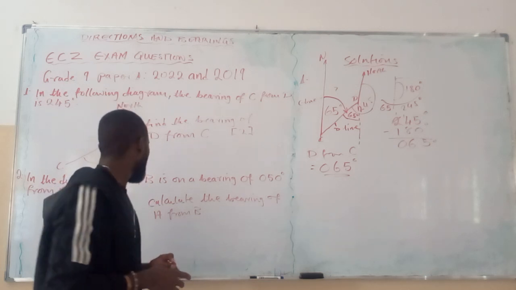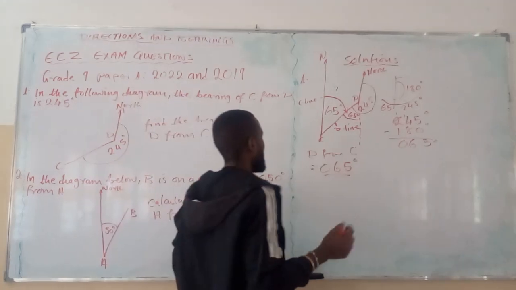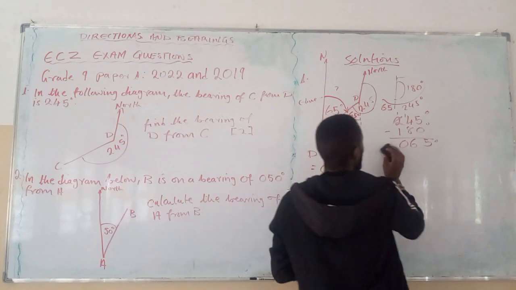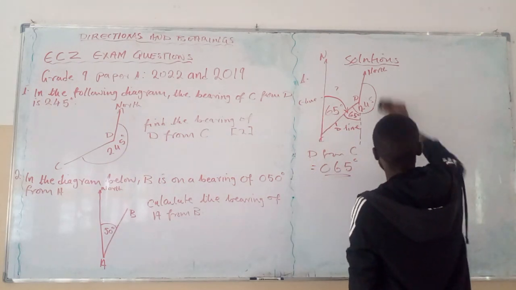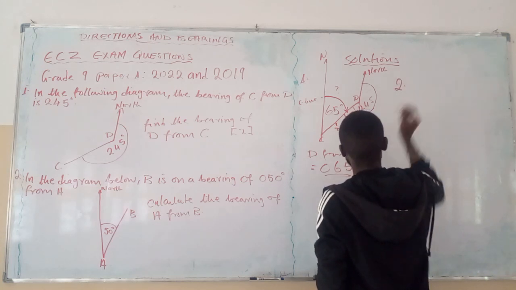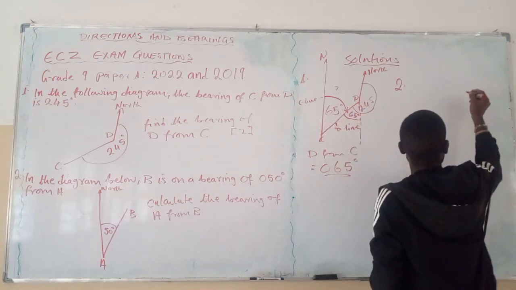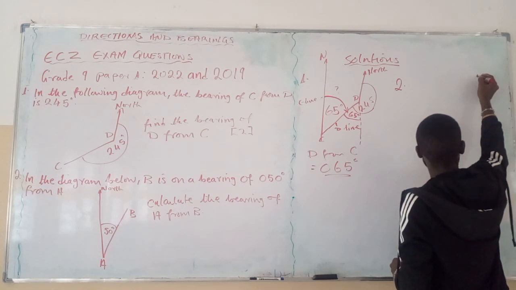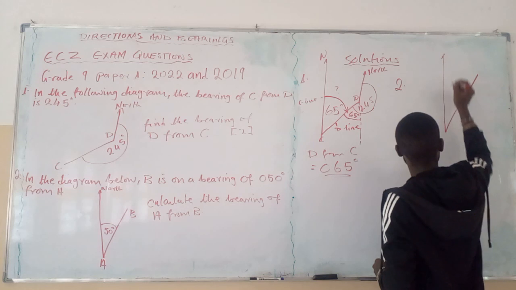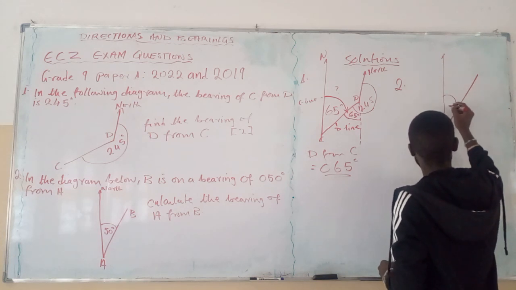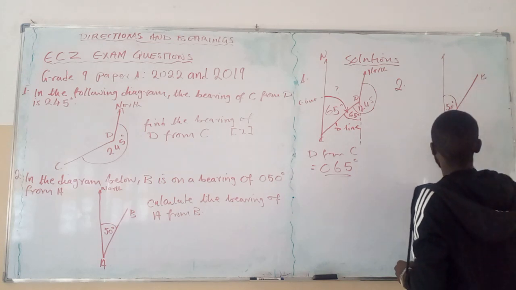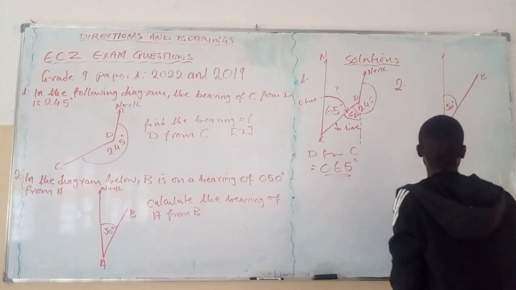Now let us come to the 2019 paper 1. Where are we going to do it from? We are going to do it from here. Let me erase this part. Now that you know, question 2. Question 2 is here, and the bearing is of this kind. I've given us a north line telling us this is 50 degrees. And this is my B there, and this is my A there.